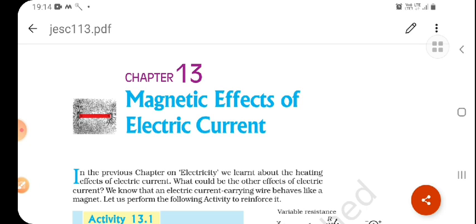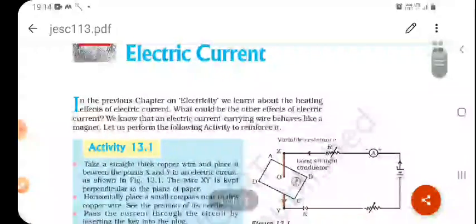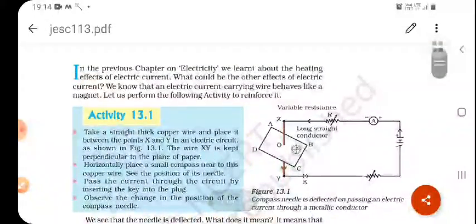So what could be the effect of electric current? This is the other effect other than heating. This is known as the magnetic effect. Here in this diagram, a compass needle is given, and it is deflected on passing an electric current through a metallic conductor. This compass needle is a magnetic compass. If it is held in an electric circuit, as we have discussed in chapter 12, this is an electric circuit consisting of a variable resistance, a source, a cell, an ammeter and a key.